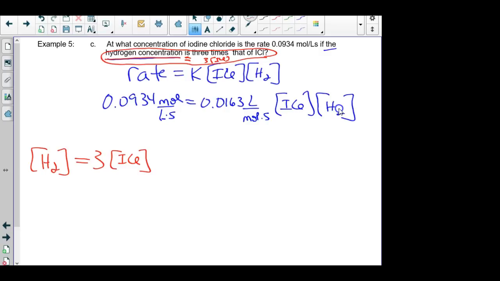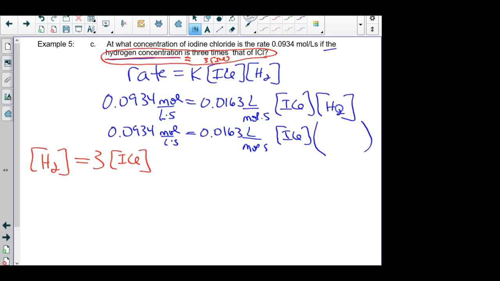So this becomes 0.0934 moles per liter second equals 0.0163 liters per mole second times ICl. And where I see my H2, I'm going to plug in 3 ICl, because we know from here that 1 H2 equals 3 ICl. So where I have H2 in my expression, I plugged in what it was equal to. I substituted in 3 ICl.